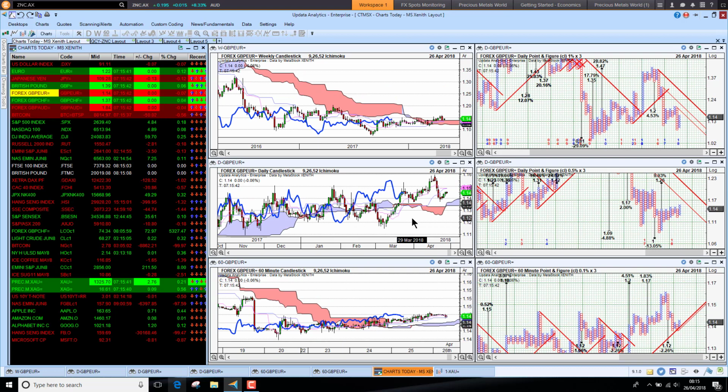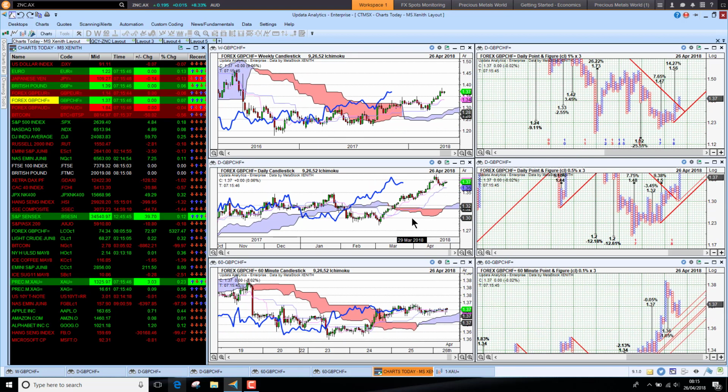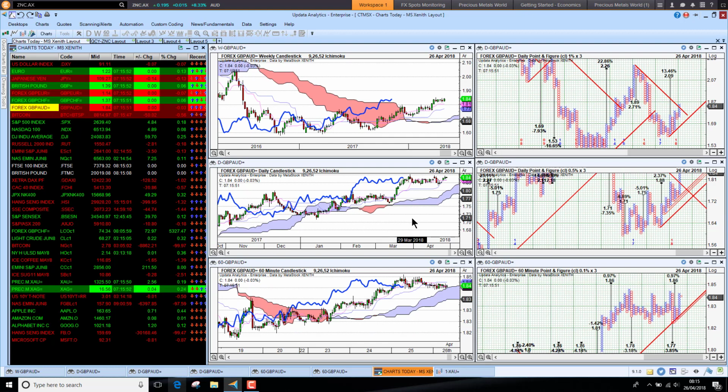Against the euro, sterling slightly stronger, but only slightly. Against the Swiss franc, also just above the cloud on the short-term chart, just slightly stronger. And against the Aussie dollar, sitting at this 184 level.